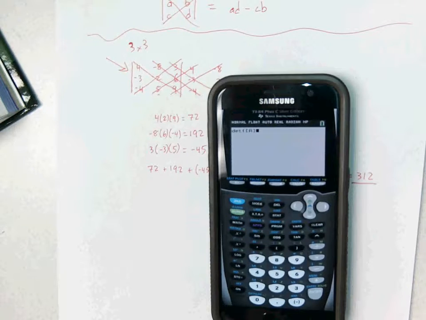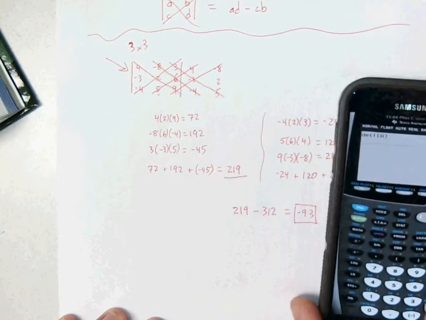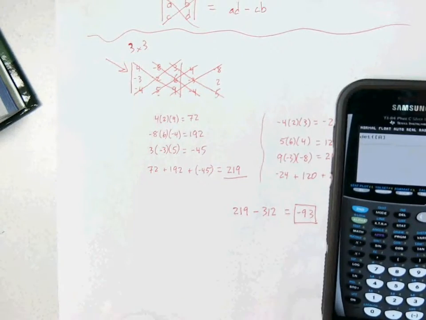Now it's going to tell us the determinant of matrix A. Hit enter. There's your answer, negative 93. It's the same answer that we already found. We just let the calculator do it for us.